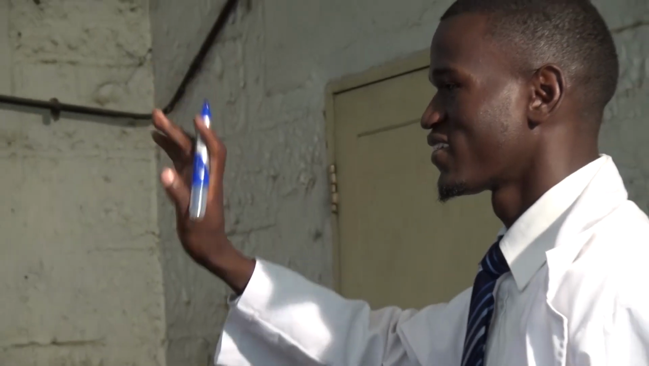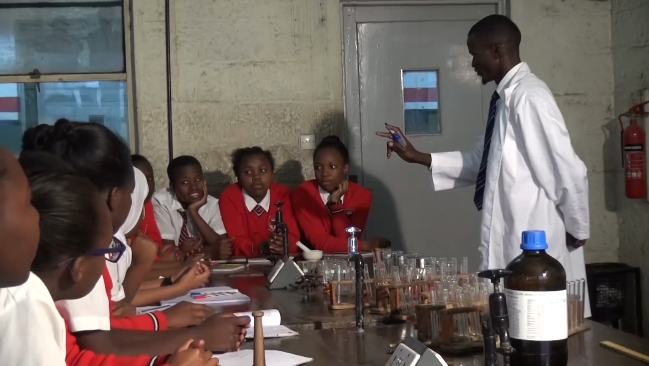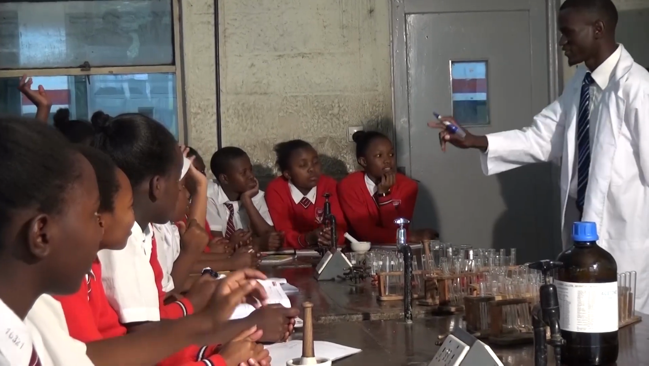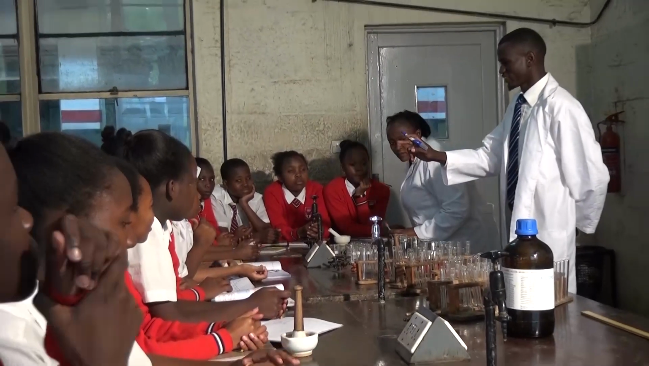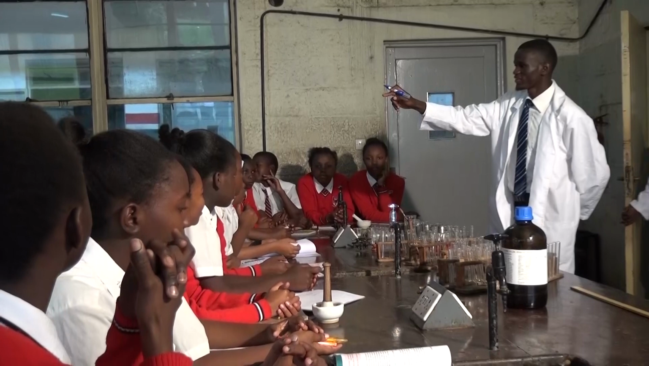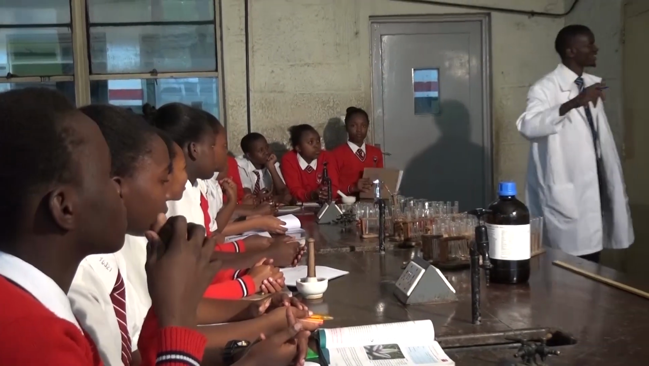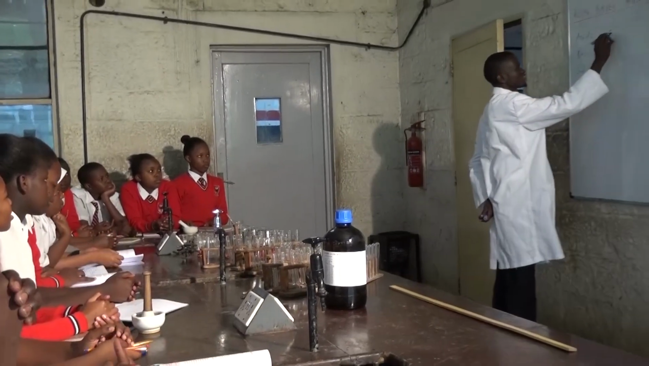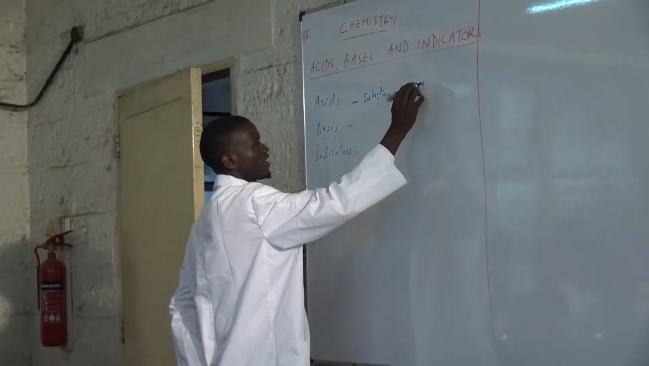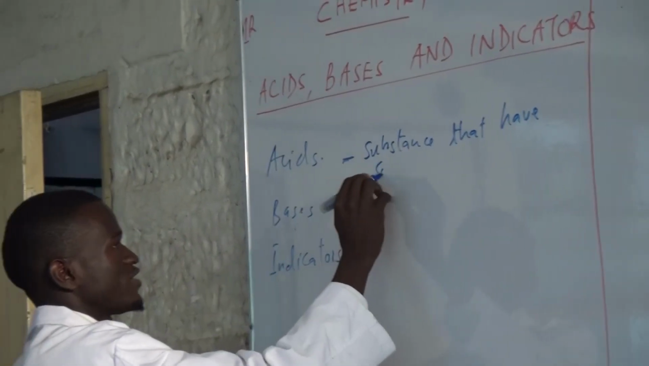Who can tell us what an acid is? Anything you know about an acid? It makes something taste sour, right? A corrosive substance. Any other? Okay. Now, acids are substances that have sour taste. You leave your notes, don't write.